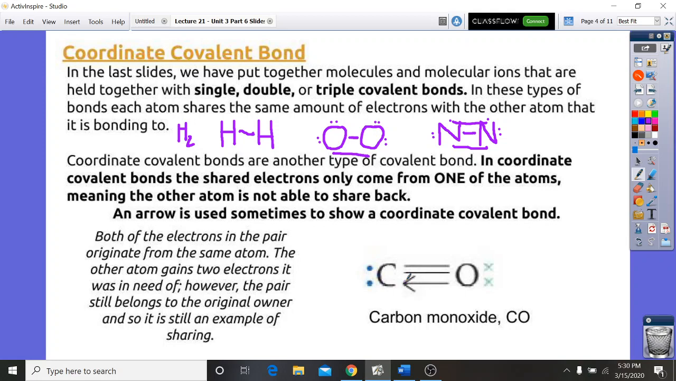Our other type of bond is coordinate, and you see this little arrow here. So let's learn about it. Here in this example is carbon monoxide, which by the way is extremely toxic. That is why we don't want people idling in their cars and releasing it from their engines.